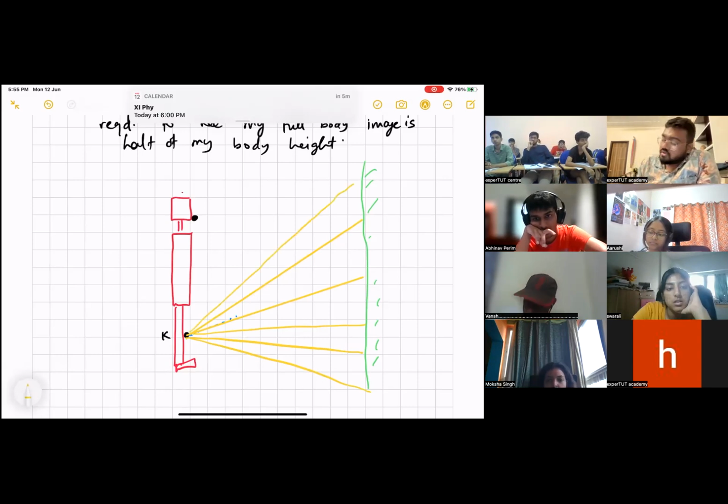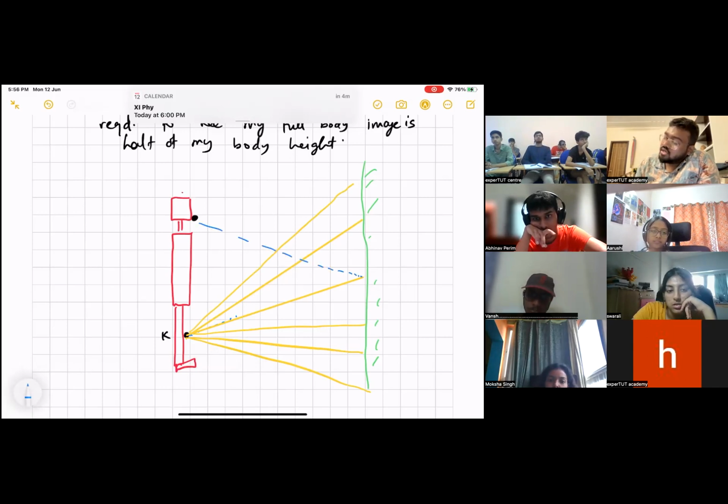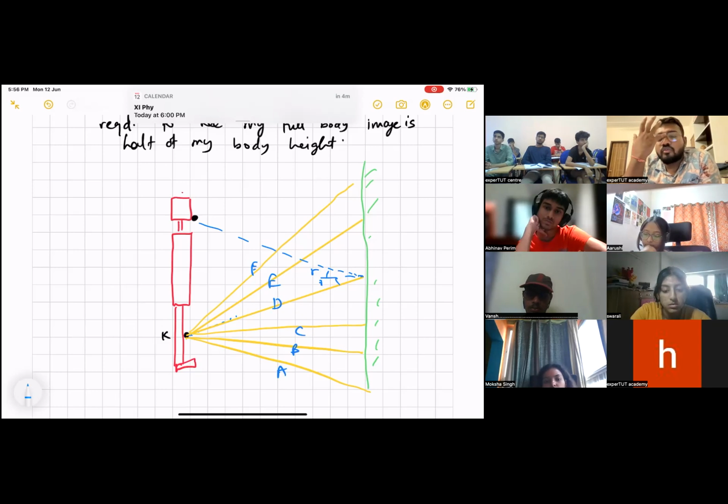The light ray which reaches your eye is the one such that the angle of incidence is equal to the angle of reflection, right? If I take rays A, B, C, D, E, F, only D will reach. C is not going to reach, B is not going to reach, E will go above your head, above your eyes, and F is also going above your eye. Understood?